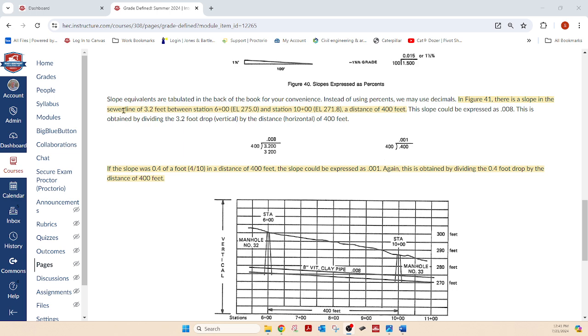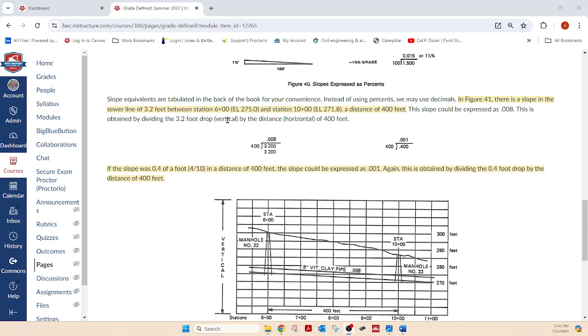There is a slope in the sewer line of 3.2 feet between station 600 and station 1000. There's 400 feet between there.